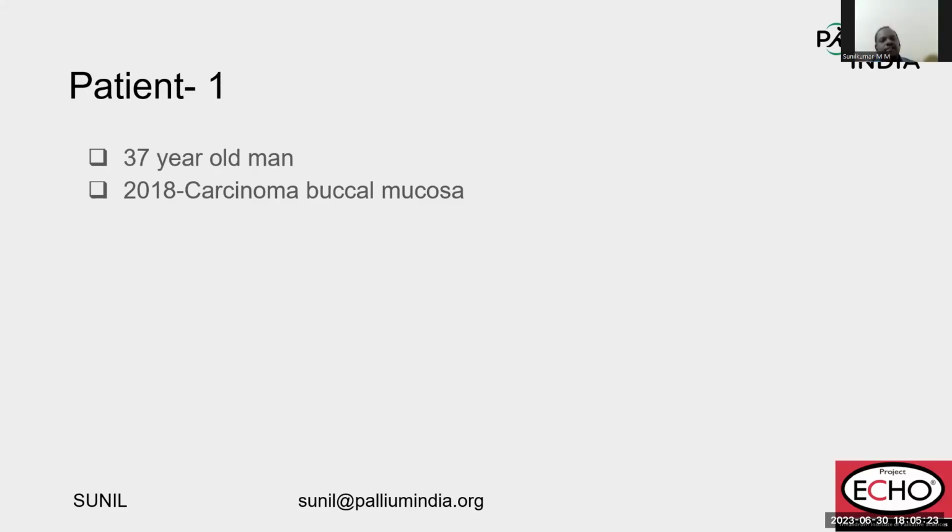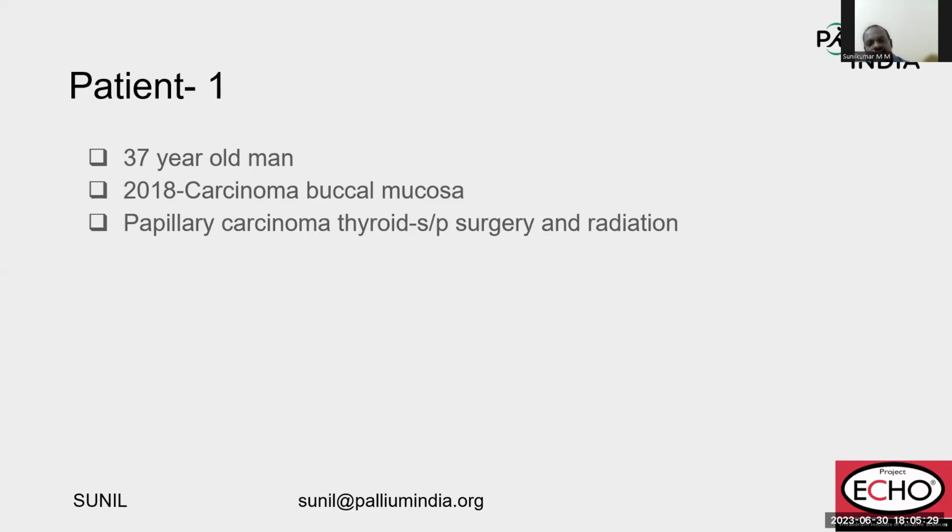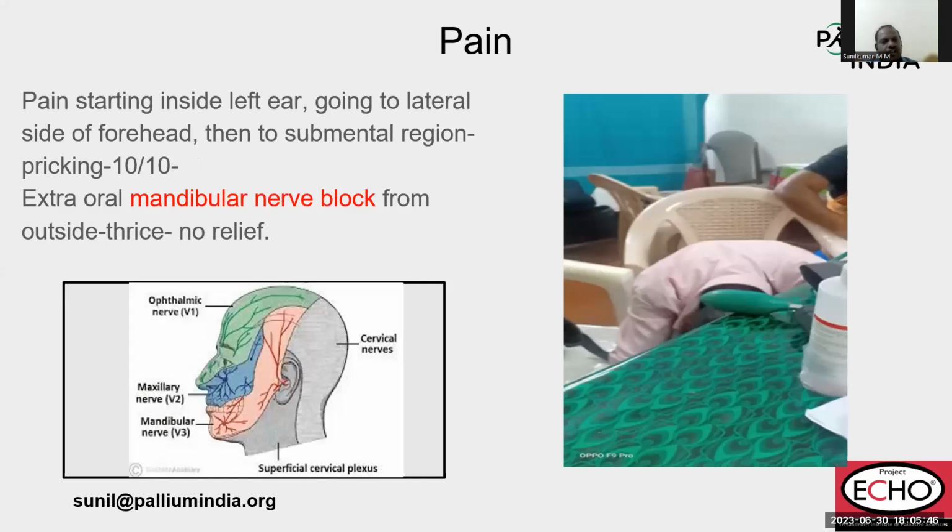So this patient was diagnosed with carcinoma of the buccal mucosa, but along with that, he had a second primary, papillary carcinoma of the thyroid, and he underwent surgery and radiation. But in 2019, he had a level 2 nodal recurrence for which he underwent surgery. Then he started to have pain. You can see the patient, how he is sitting, how severe his pain would be.